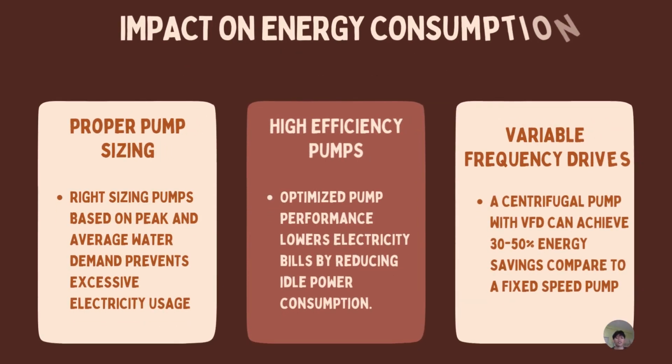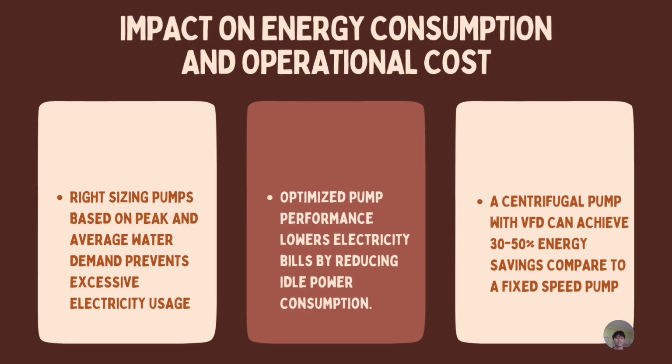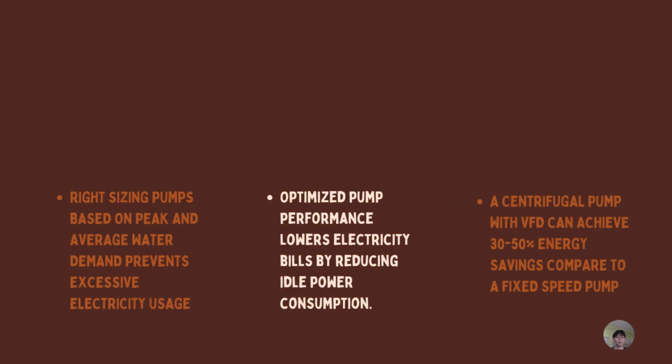Next, operational cost. With proper pump sizing, right sizing pumps based on peak and average water demand prevents excessive electricity usage. And second, high efficiency pumps. Optimized pump performance lowers electricity bills by reducing idle power consumption. And third, using variable frequency drives. A centrifugal pump with VFD can achieve 30 until 50% energy savings compared to a fixed speed pump.